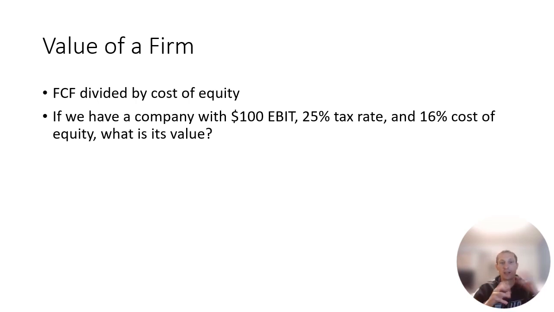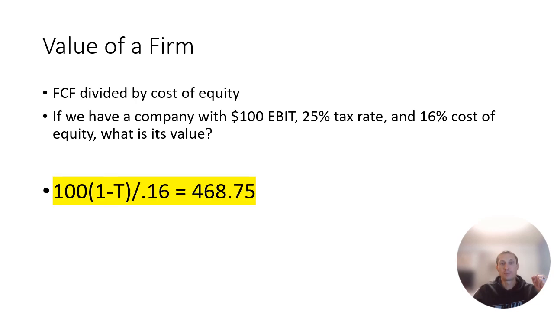See if you can take free cash flow. Right now, free cash flow is basically EBIT minus our taxes, right? Divided by our cost of equity. Right, so we've got 100 times (1 minus t) divided by 0.16, and we get a value of the firm of $468.75.